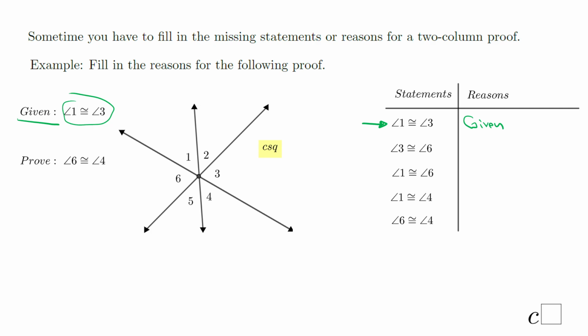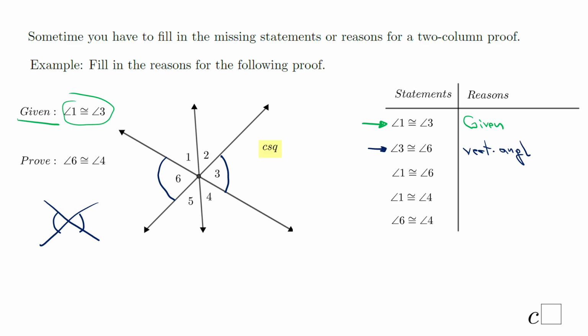But now let's take a look at this next statement. The next statement says angle 1 congruent with angle 6. I'm sorry, angle 3 congruent with angle 6. These two angles. Why are these two angles congruent? If you take a look here, we have what we call vertical angles. These angles are congruent. Of course, the other two are also congruent. Vertical angles are always congruent. I'm going to write the short way, just vertical angles, but the long way is vertical angles are congruent.